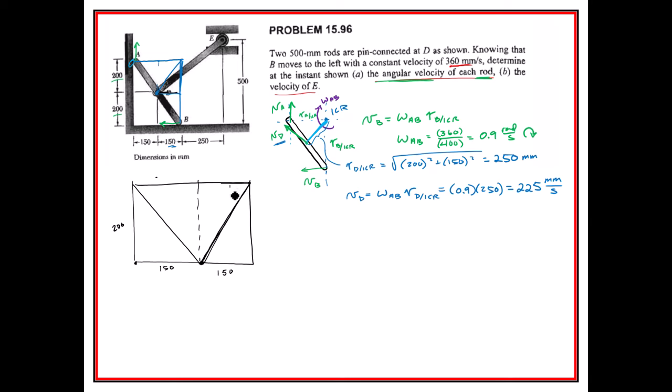If I want to get the angle, I decide to get this angle right here. This is of beta here. So I have beta is equal to the inverse tangent of the rise over the run. So that should be 200 divided by 150, right? It gives me 53.13 degrees.